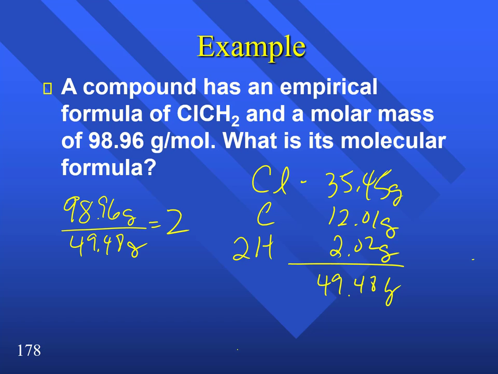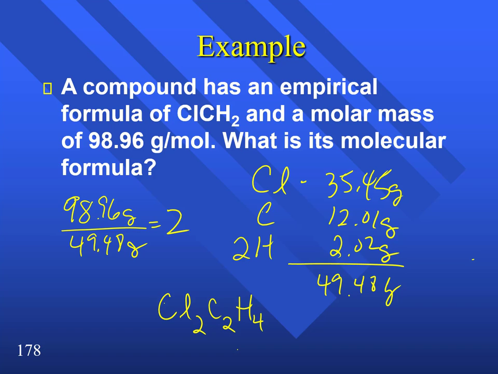You get 2. So the formula is not ClCH2, well, it's got twice as much of everything. So it's Cl2C2H4. Because that would have the lowest ratio of ClCH2, and it would weigh 98.96 grams. It would be both right criteria. It's got the right empirical formula, and it weighs the right amount.